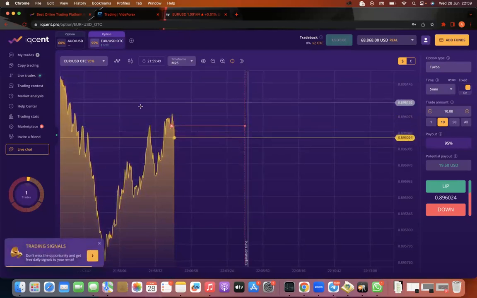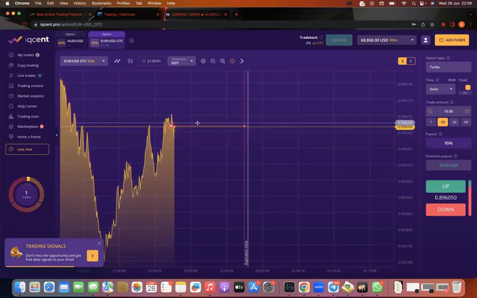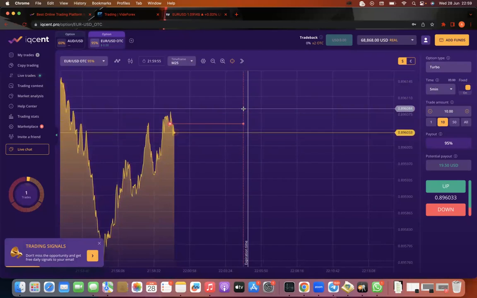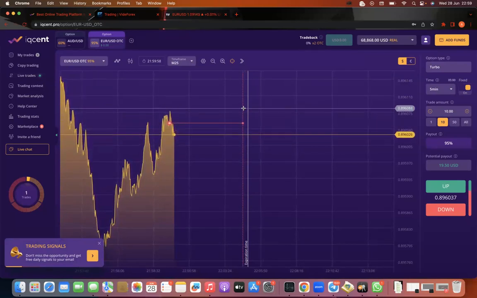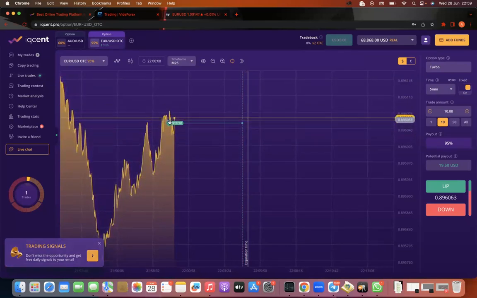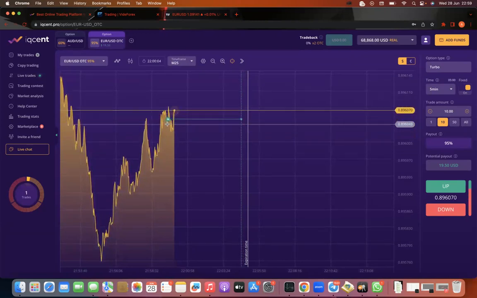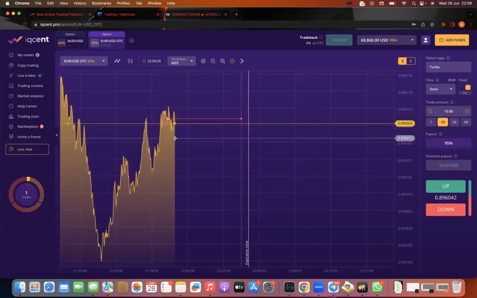Since I clicked on up, that means I'm predicting this should stay above here when it gets to this line. This line is my expiration time, which is 5 minutes from here. We'll talk about that one more later. So let's leave that first. That is basically how that works.